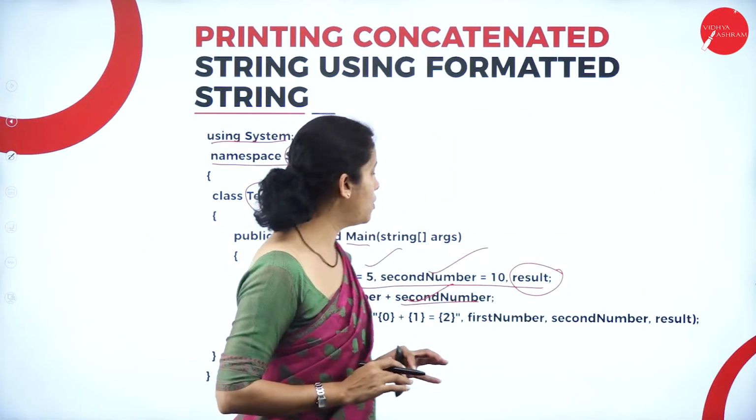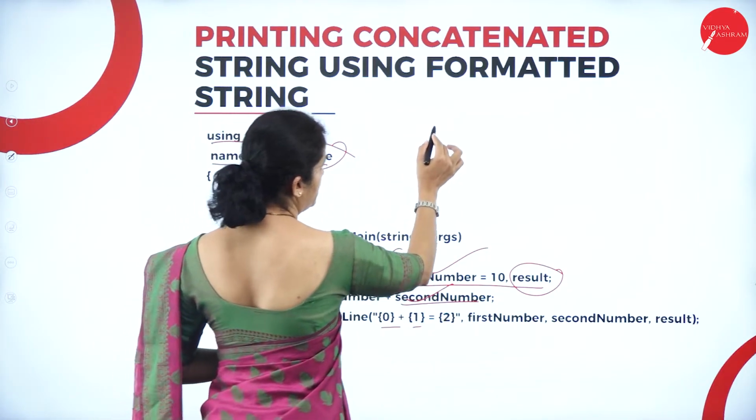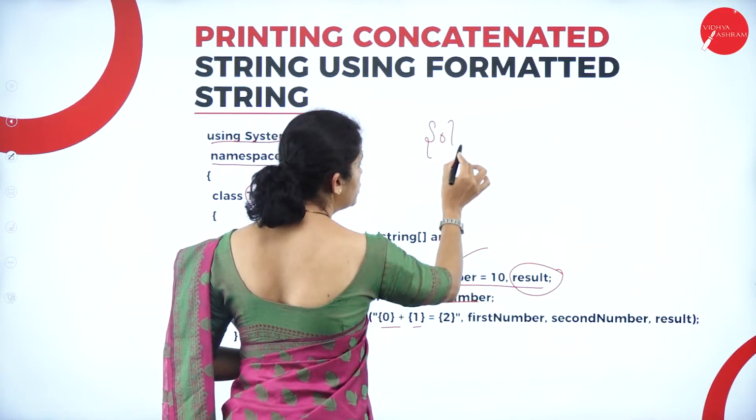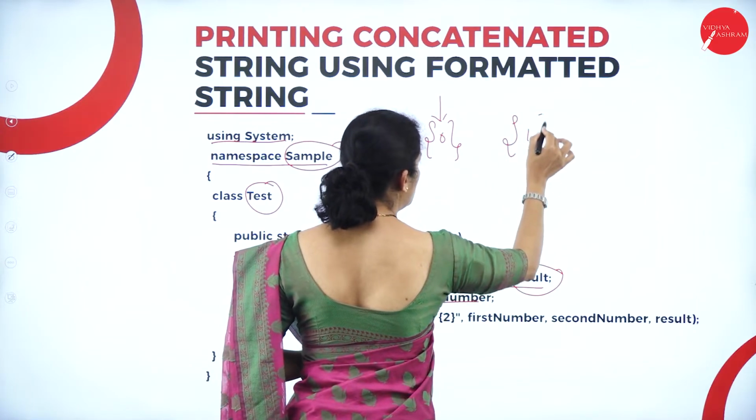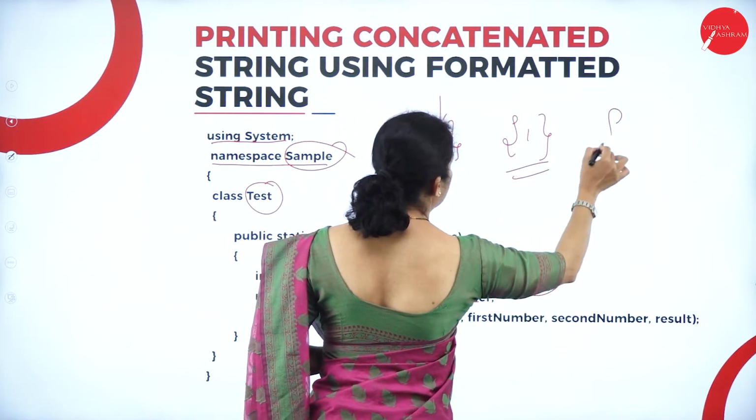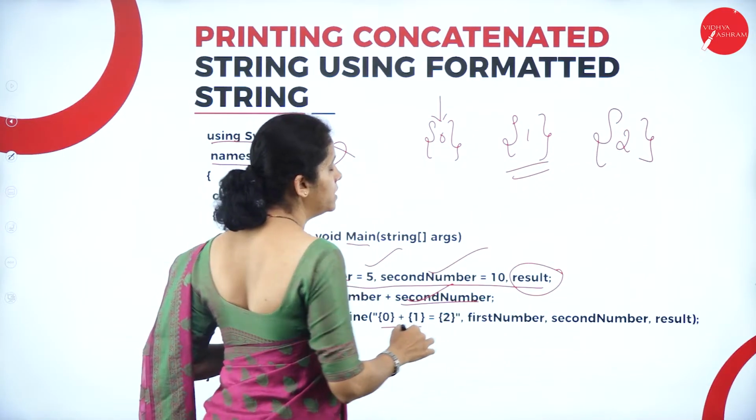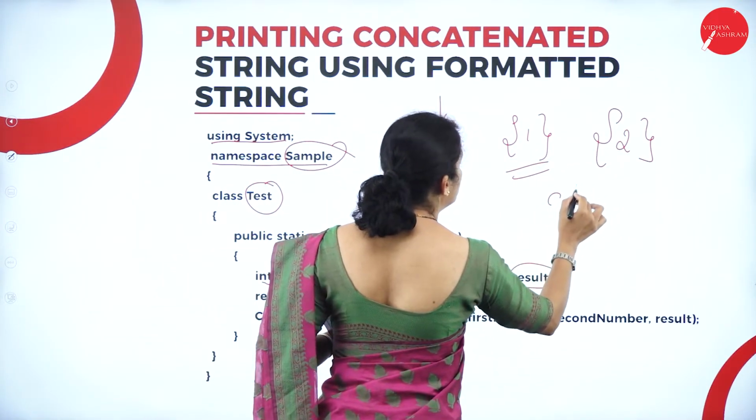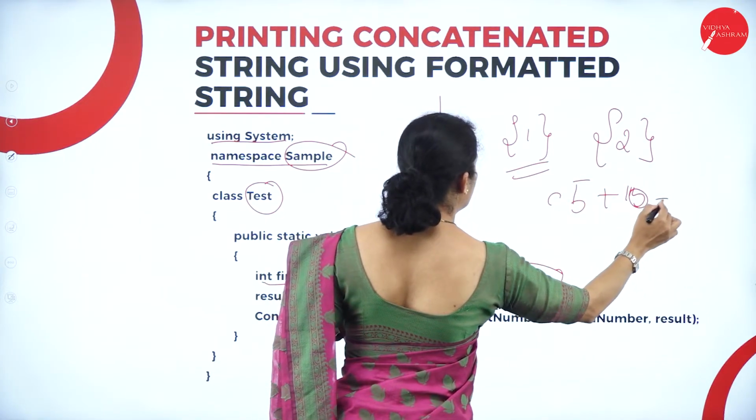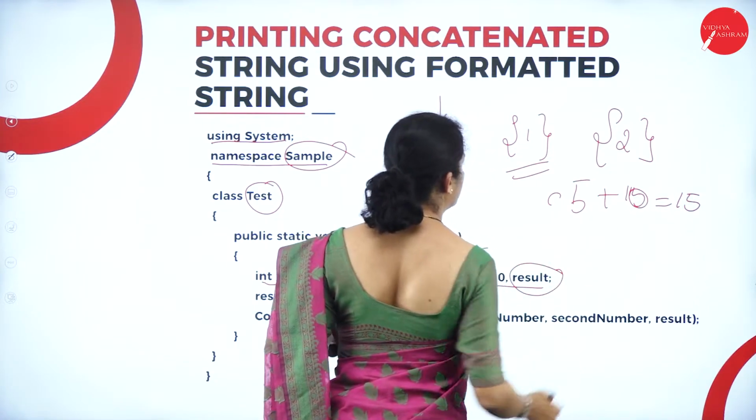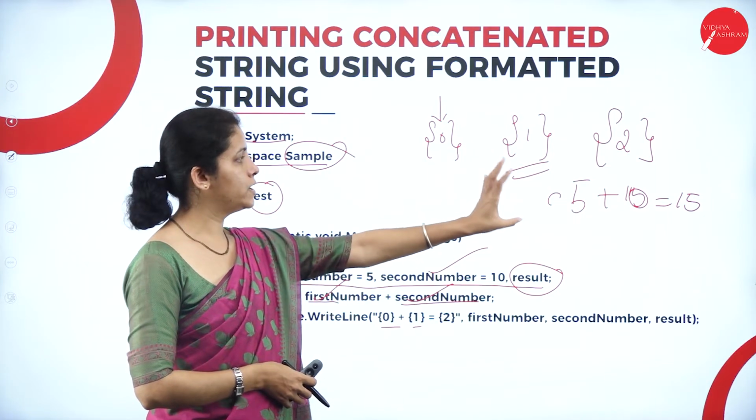For format the output, I have the placeholder. That means I'm going to specify in my 0th location what I want, and in my first location what I want to display, and in my second location what I want to display. So here I want to get the output, that is 5 plus 10 equal to 15. So I want to display the output 5 plus 10 equal to 15.